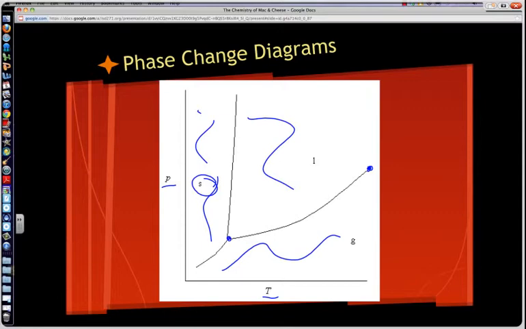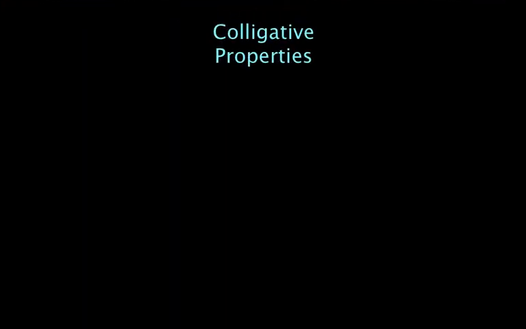At the critical point, and at a greater pressure and temperature than the critical point, the liquid and gas phases are indistinguishable. When a solute is added to the substance, the lines on the phase change diagram move down, like so. And this helps to remember boiling point elevation and freezing point depression, because the boiling point temperature is increased and the temperature where the substance freezes is decreased.